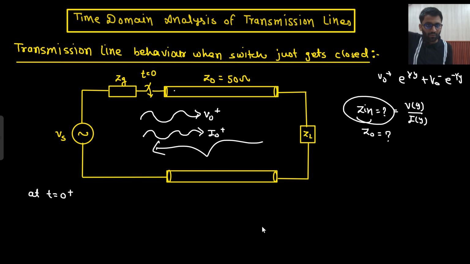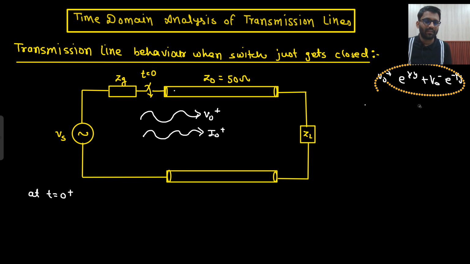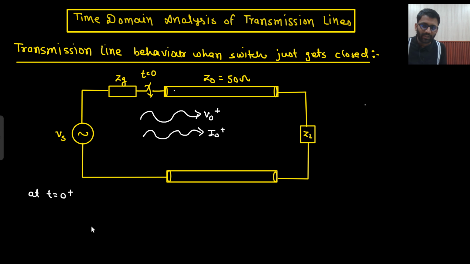So the total wave combined will see Zin. But if I only talk about V0 plus and I0 plus, then they will only see Z naught. So at t equals 0 plus, how will you replace your circuit? At t equals 0 plus, I will replace my circuit with something like this: there would be Vg, there would be Zg, and this I will be replacing with Z naught.